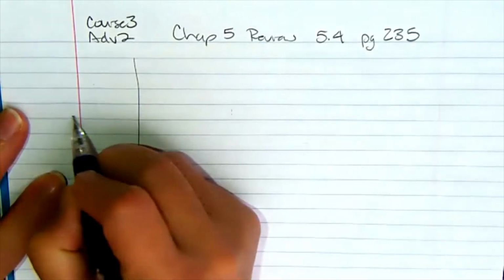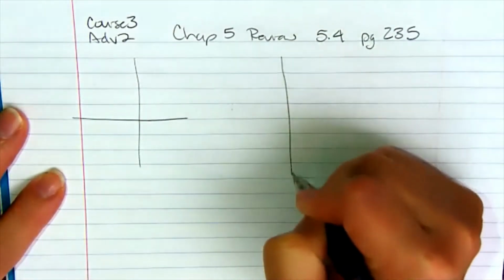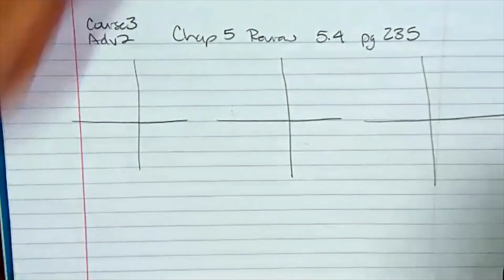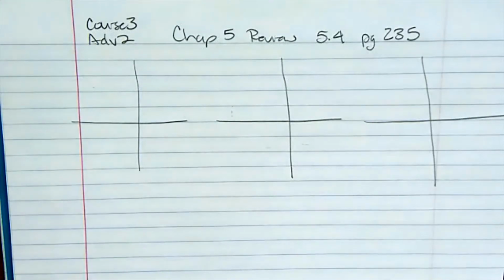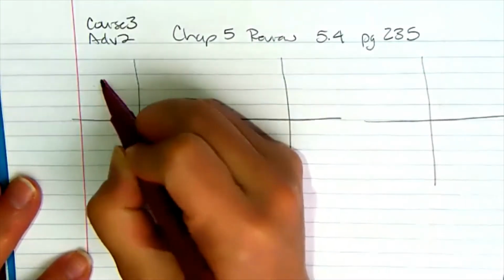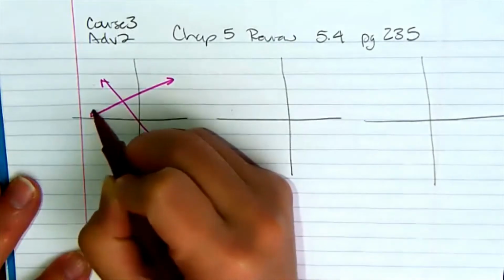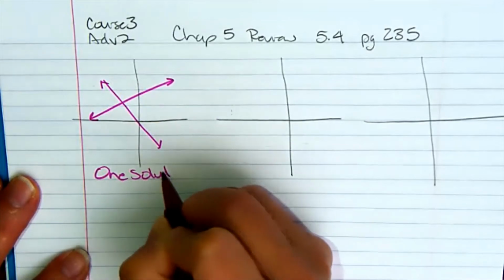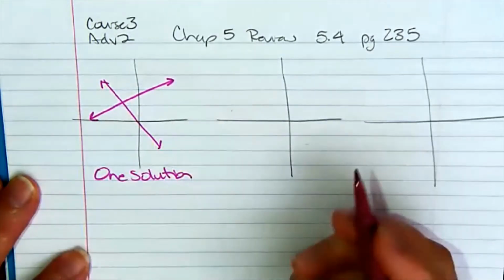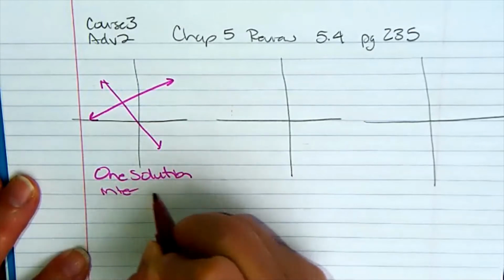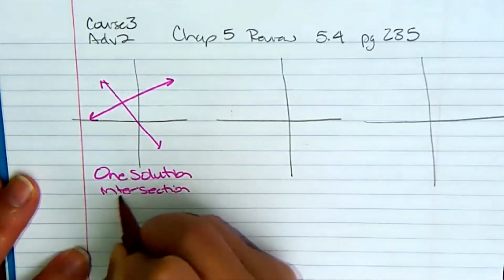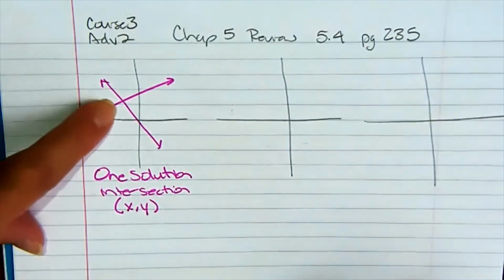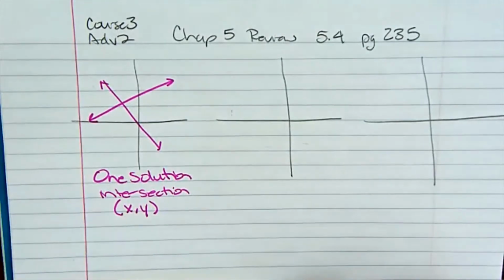We're going to talk about 3 different kinds of solutions. What we've been focusing on for the past few weeks are graphs like this that have one solution where the lines intersect. There's an intersection and it's an XY. So there's one solution and it's at the intersection and it's an XY.